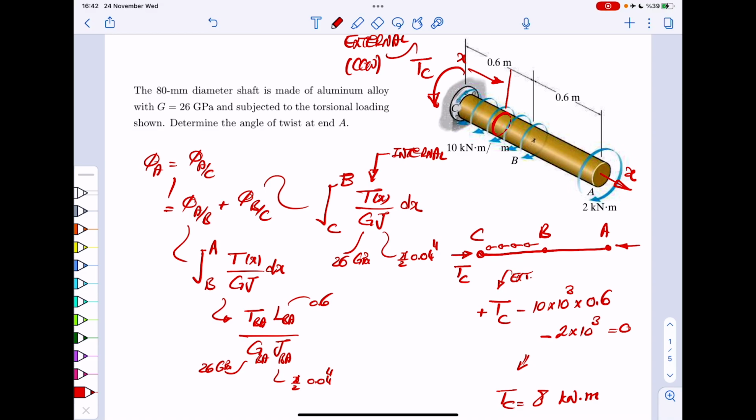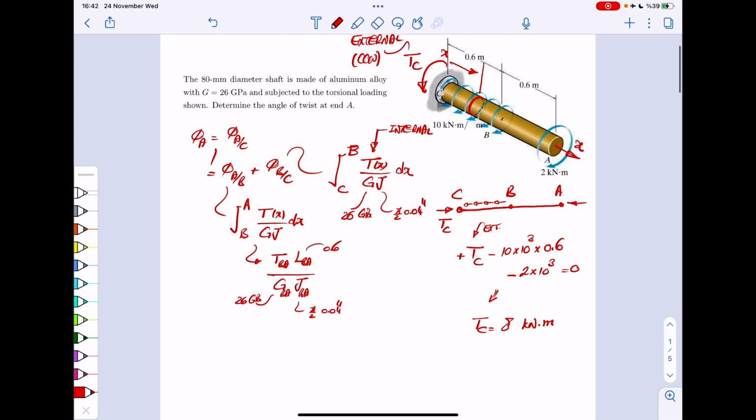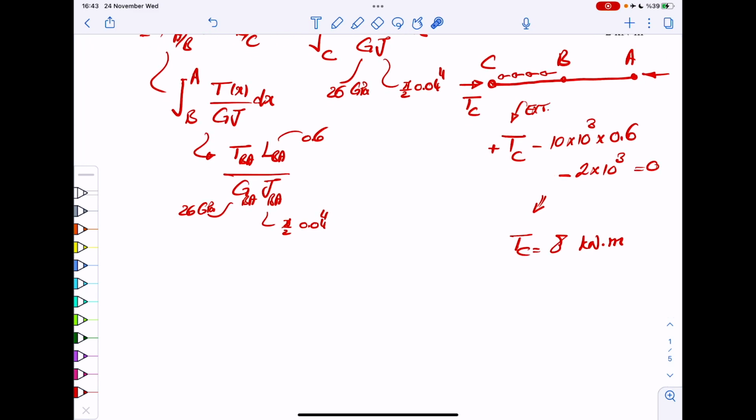What does that mean? It means when you want to still use this T, you need to find its relationship with this external torque. So we need to draw one more of these diagrams more carefully. Now, this is point C. We know you have 8, and then we have this little distributed force. So what we want to do is to cut it at a distance X.